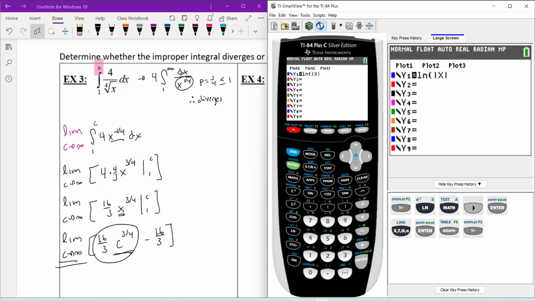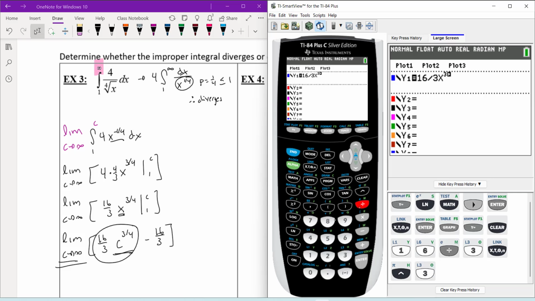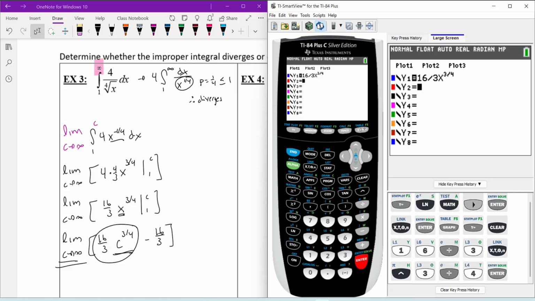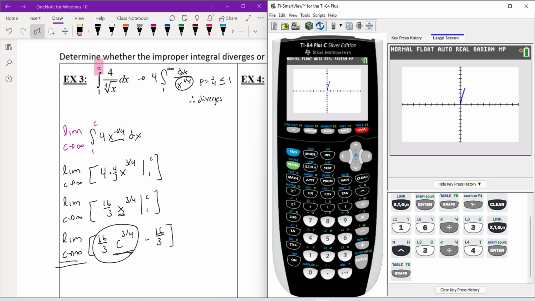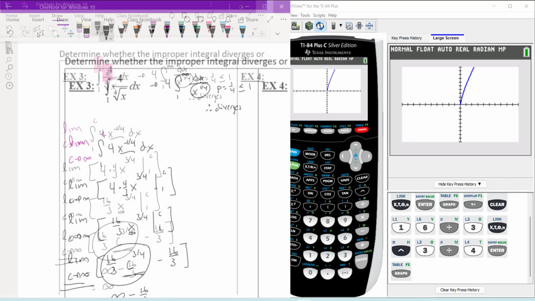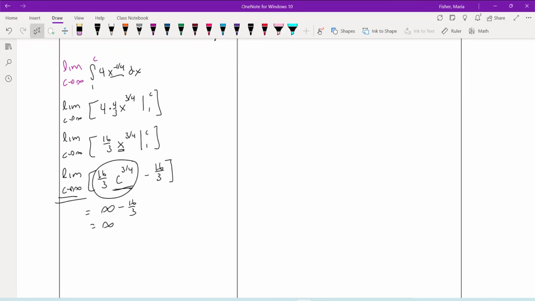Instead of writing c to the 3/4, we can keep that 16/3 in here if we want to, but we're just going to make it x raised to the 3/4 power. So when x is raised to the 3/4 power and we're approaching infinity, where are the y values going? Well, they're increasing without bound, so we know that this would equal infinity, and infinity minus 16/3 is going to be infinity. And just like we said before, what this means for us is that the integral diverges.